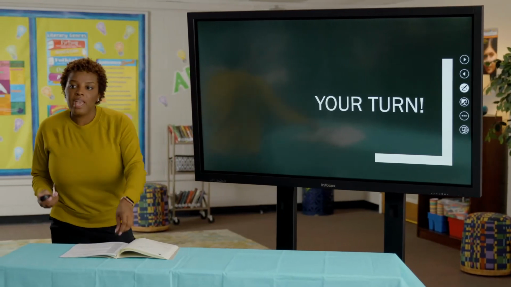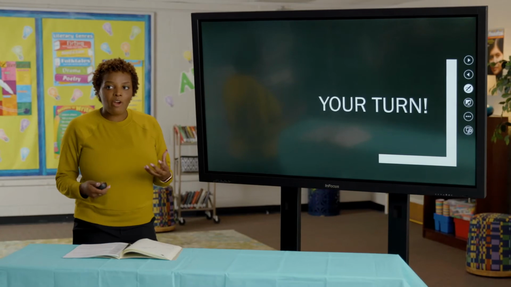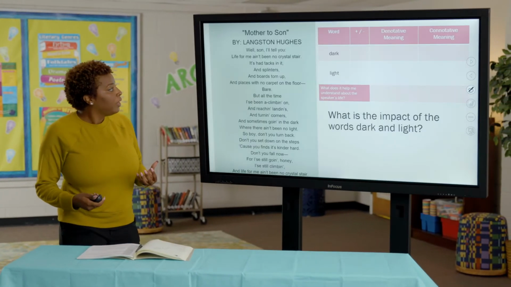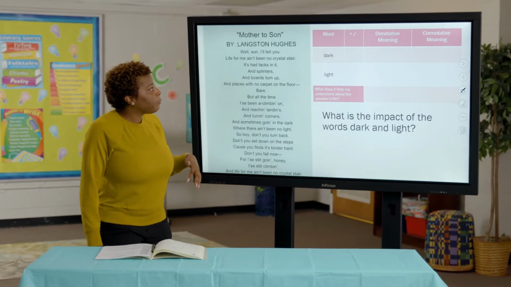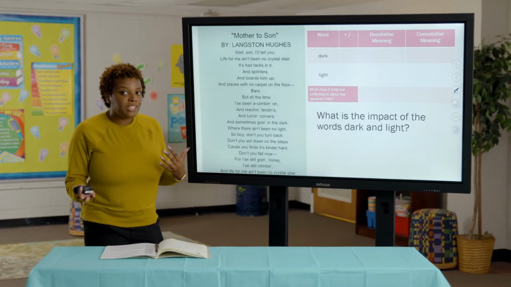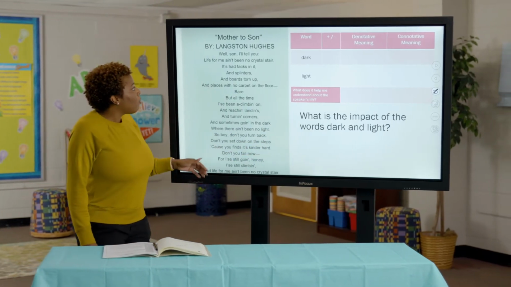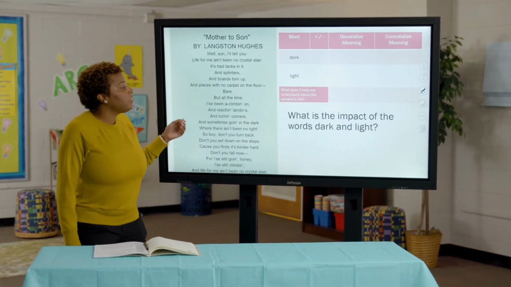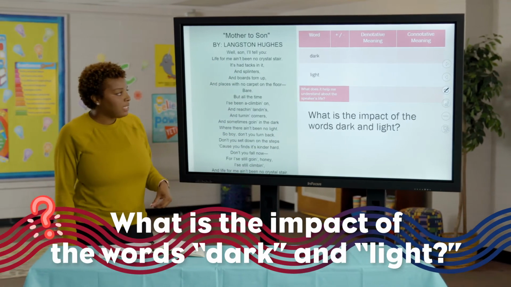All right, so now we're going to have some time to practice using some words that I've already pre-identified for you. The words that you're going to practice with are dark and light. As you're going back over and rereading the poem, I want you to think to yourself, what is the impact of the words dark and light?